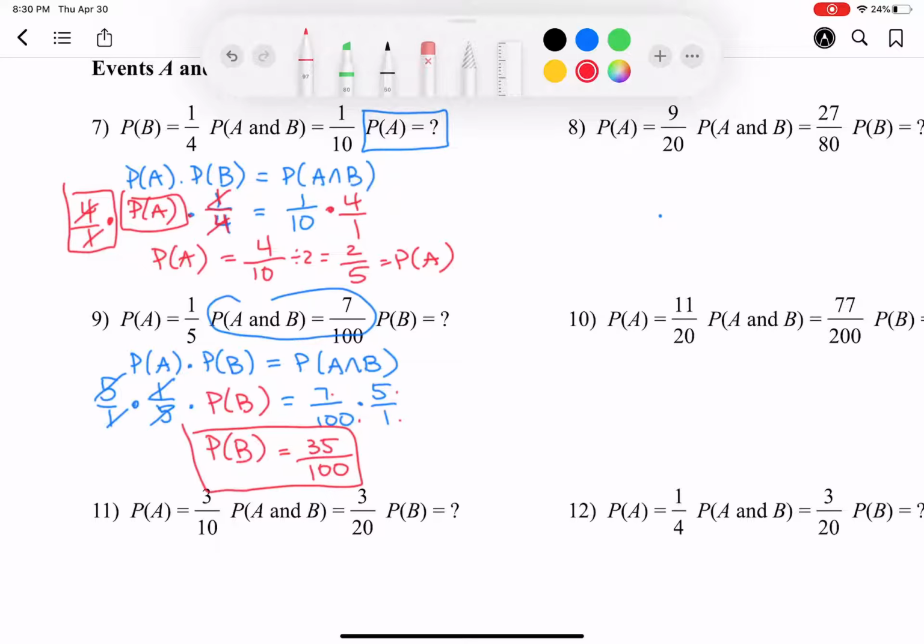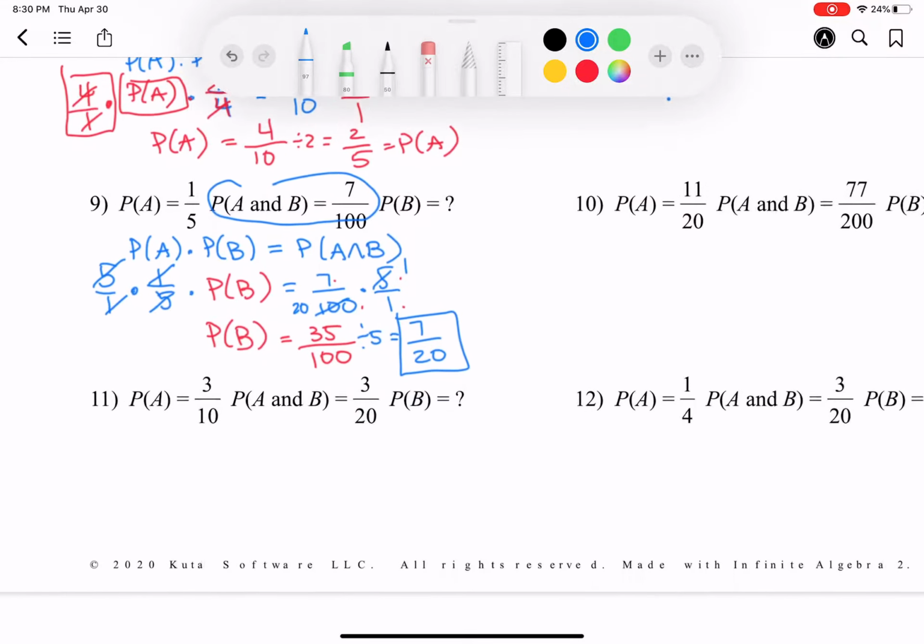I forgot to simplify. All right, so here I could have either cross canceled here, 5 divided by 5 is 1, or 100 divided by 5 is 20. Or I could have done it here, divided both top and bottom by 5. So I guess 7/20. There we go. That's our solution there, 7/20. It's the probability of B.